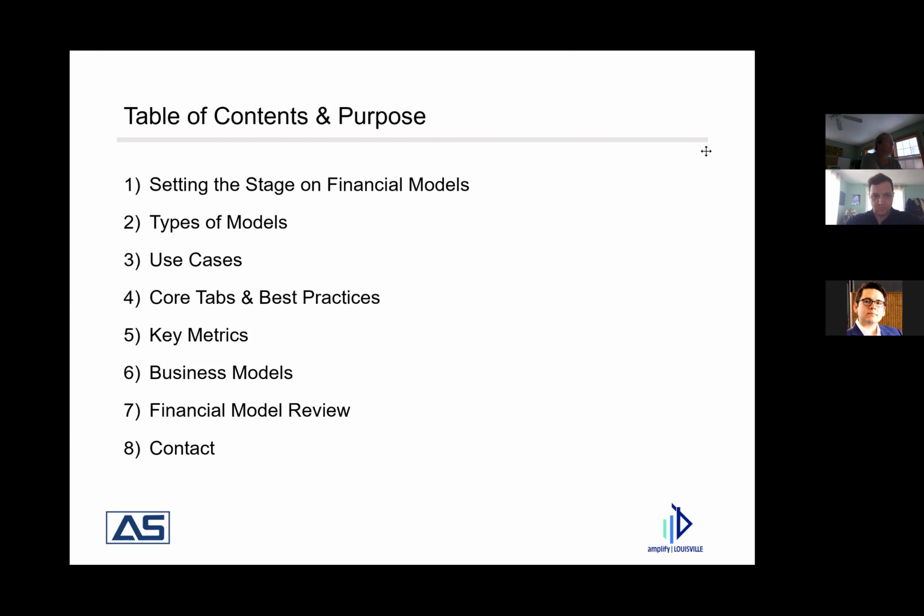We'll go from there to core tabs and best practices when building your model. We'll talk about some of the key metrics that always get covered in many models, and various business models to consider when you're actually looking to build your financial projections. You obviously have to know where you started to get where you're going.